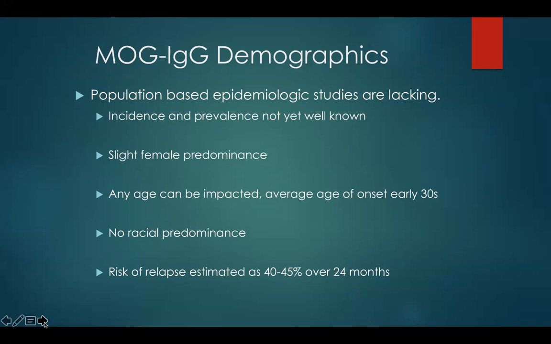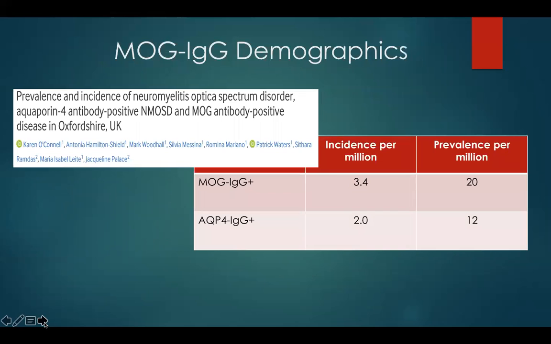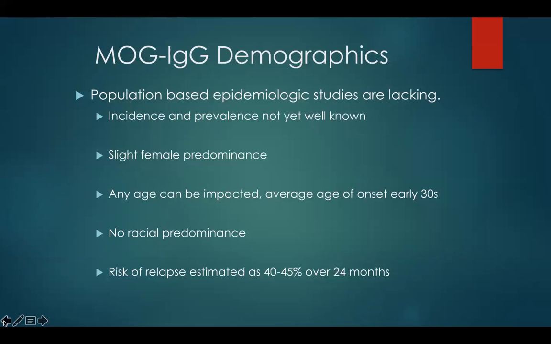Any age can be impacted. The average age is around the early 30s, and children and young adults can also be affected. It doesn't seem to have a race predominance, and the risk of relapse is estimated to be almost 50% in the first 2 years. Just to back up, we'll talk about this a little later, but the risk of relapse seems to be tied to whether someone remains antibody positive for MOG or not.